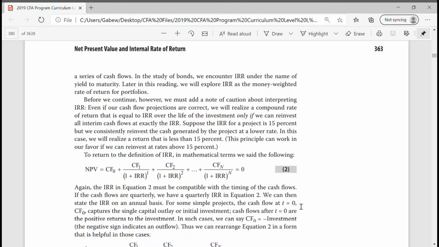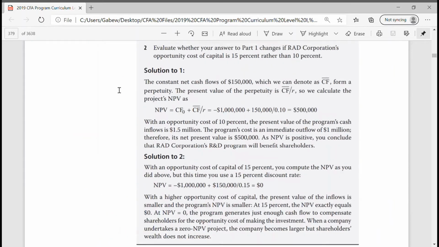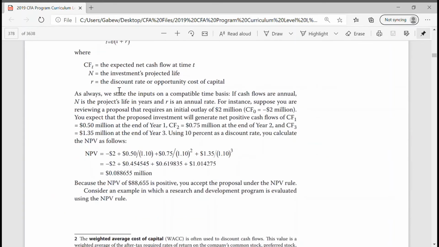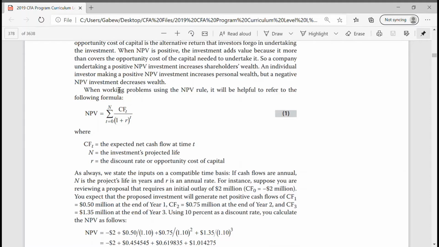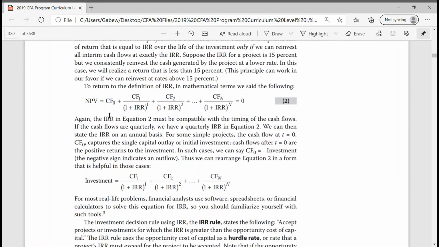To return to the definition of IRR, in mathematical terms we said the following. So NPV, net present value, equals CF0, CF at 0. What's CF again? I keep forgetting. What is CF? The expected net cash flow. Okay, so the expected net cash flow at 0 plus the expected net cash flow at 1 divided by 1 plus the internal rate of return to the power of 1, and so on.